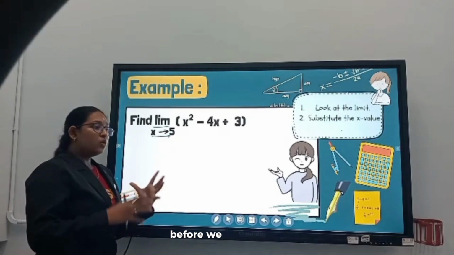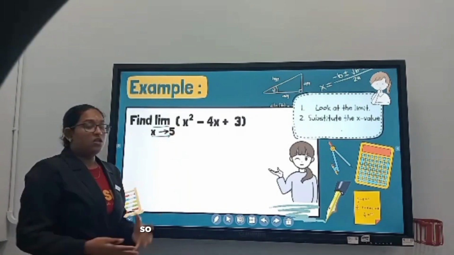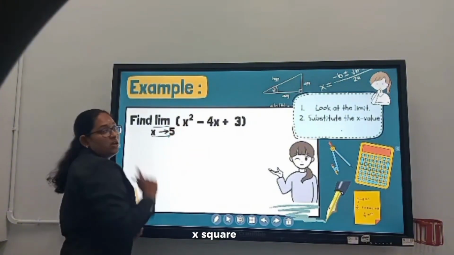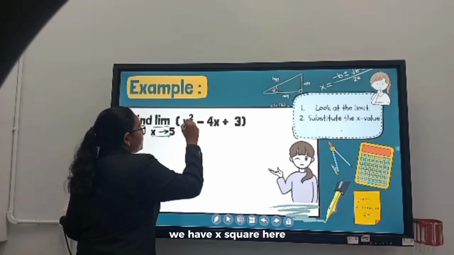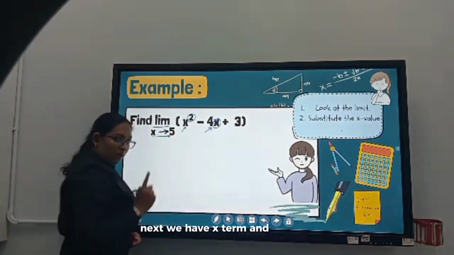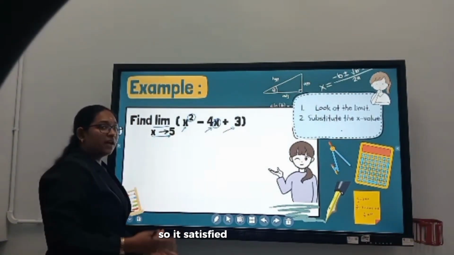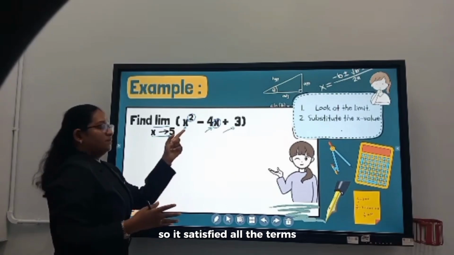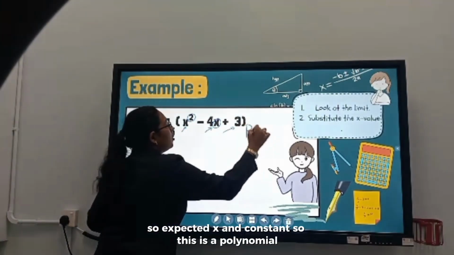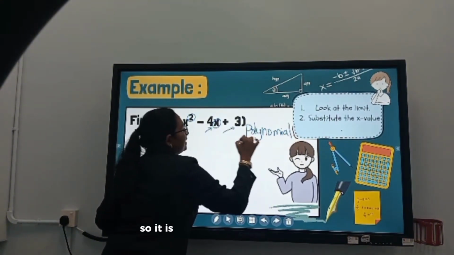Alright, before we answer the question, we have to make sure this is a polynomial. So how do we find whether this is a polynomial or not? Here we have an x squared term, next we have an x term, and then we have a constant. So it satisfies all the terms: x squared term, x term and constant. So this is a polynomial.